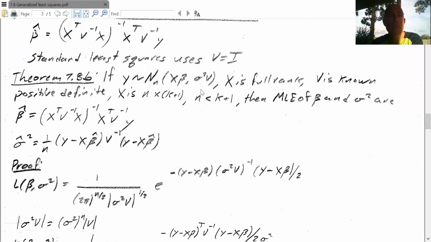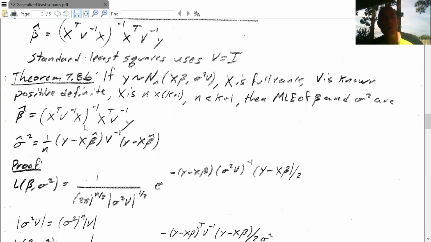Now, if Y is a normal length n vector with expected value X beta and covariance matrix sigma squared times V, X is full rank, V is known, positive definite, X is n by k plus 1, and n is strictly greater than k plus 1, then the maximum likelihood estimates of beta and sigma squared are exactly what we want them to be. Except, since it's MLE, we don't have the k plus 1 part on the bottom. So this is a biased estimate, but you can see that it's very similar to the maximum likelihood estimate of least squares regression.